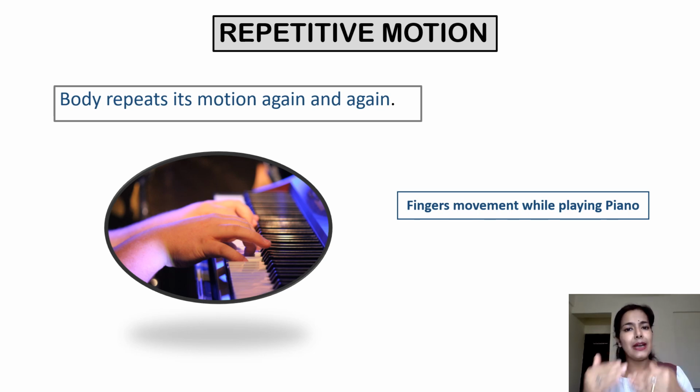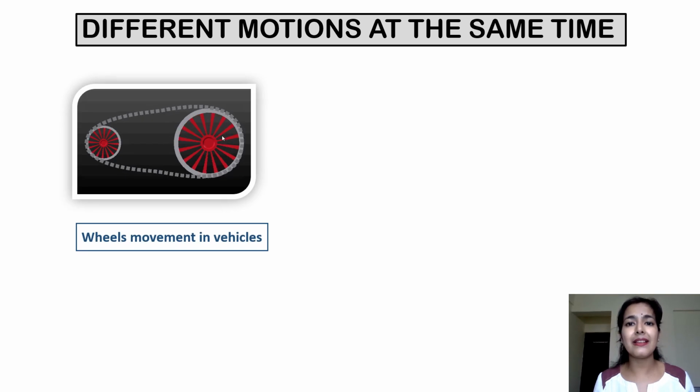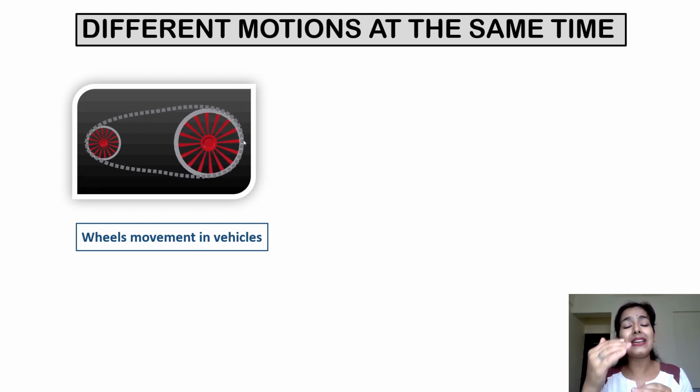With this, I am done with the types of motion, but the last subtopic which we are going to discuss here is different motions at the same time. What do we mean by this? If we take any example, can we say that a body at a particular point of time is taking one type of motion only? No, a body may be taking two types of motion, more than one type of motion, or more than two types of motion at the same point of time.